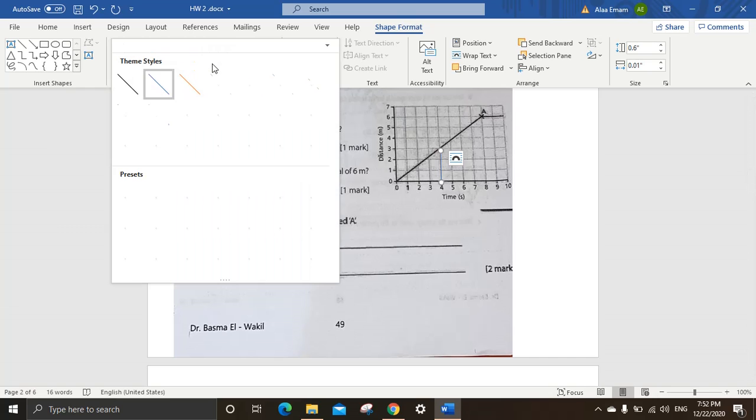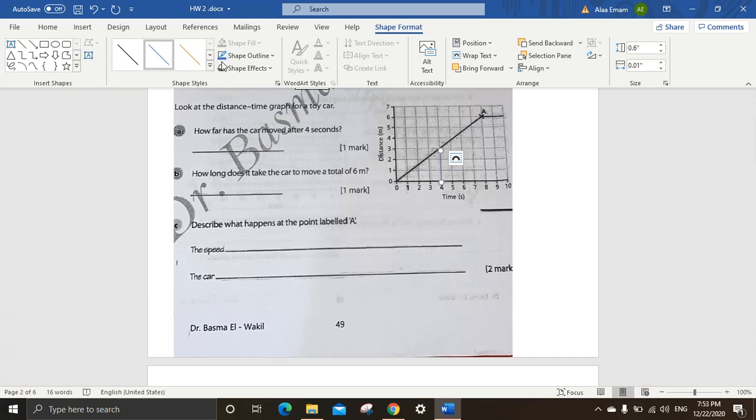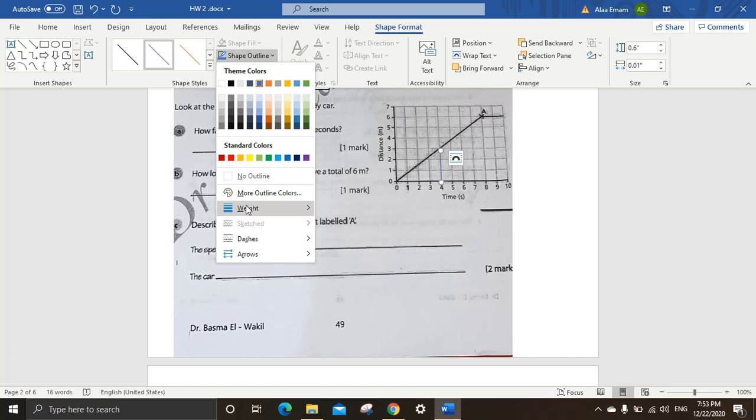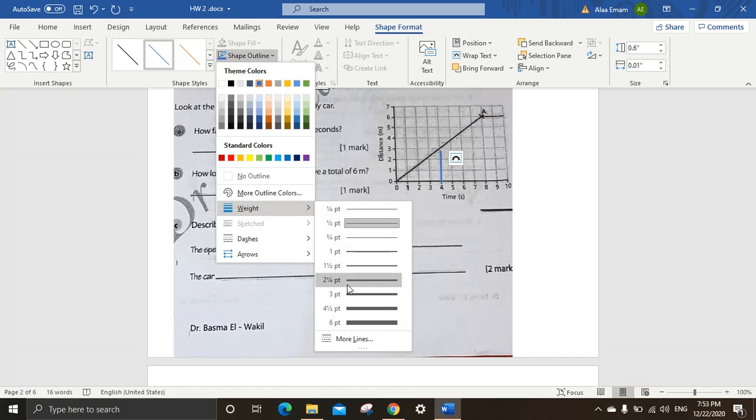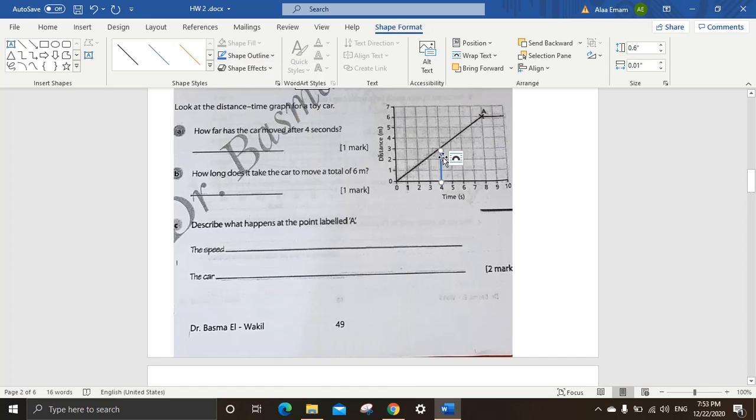Okay, I will try to make it a little bit thicker. So you draw a line from 4 seconds. This line will intersect the straight line drawn on the graph. Okay, now another line to intersect the distance axis, which is the y-axis. So here you can get 3. So how far did the car move after 4 seconds? It is actually 3 meters.